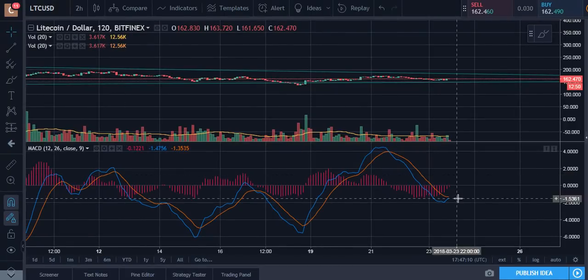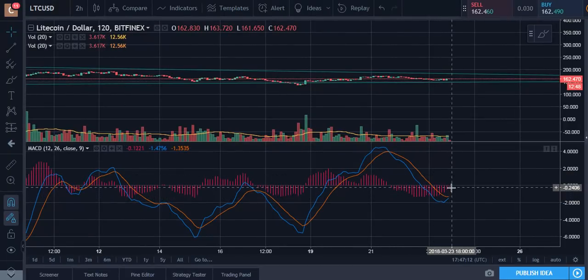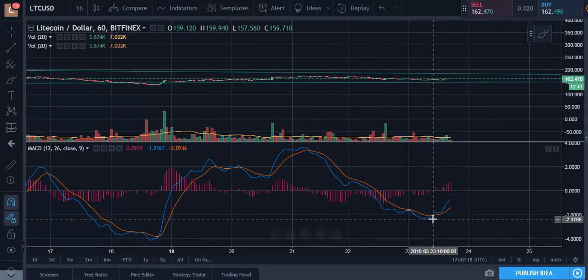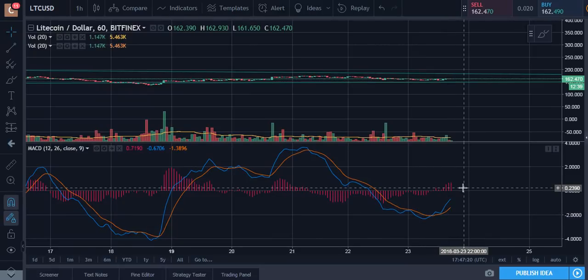The 2-hour is coming close, guys. You can see that in the histogram lessening. So guys, it's going to be tight. We're going to see what has to happen, and right there on the 1-hour we popped through. So hopefully that's a good sign.